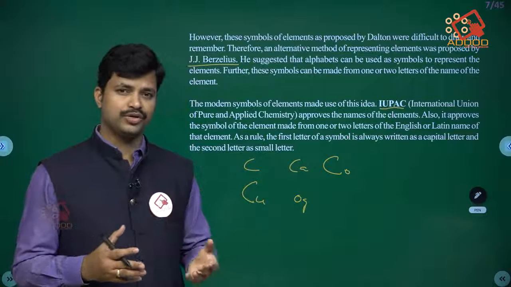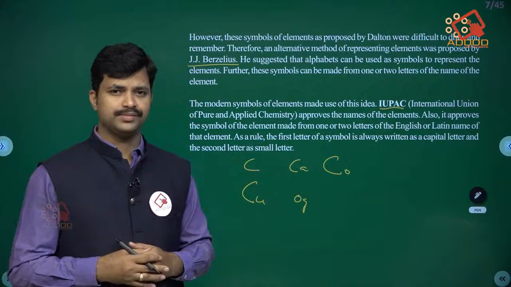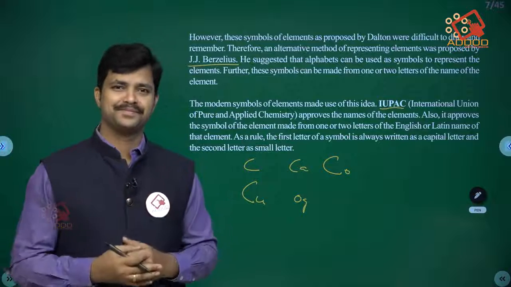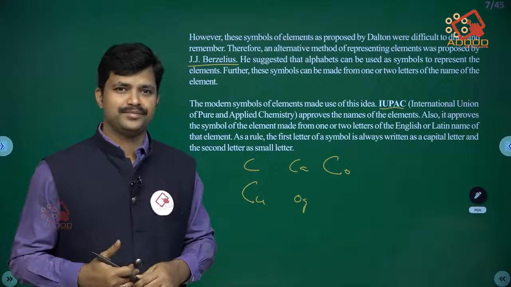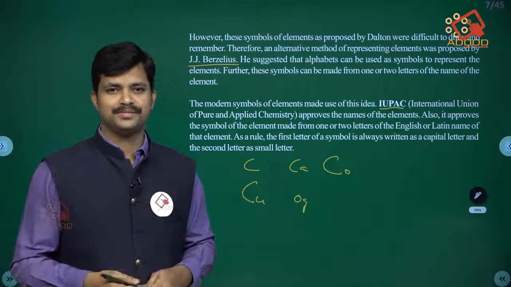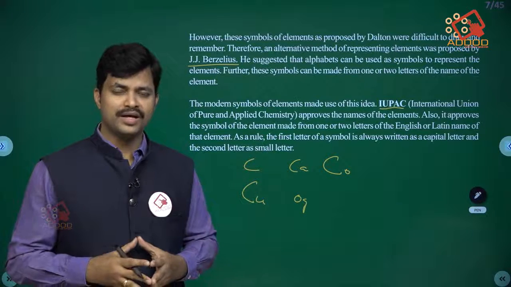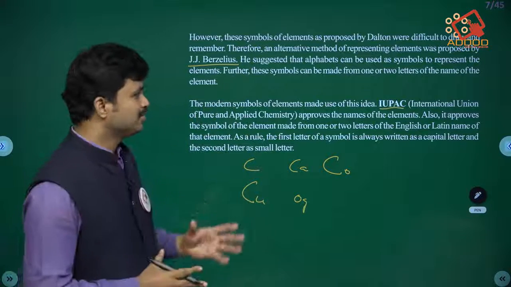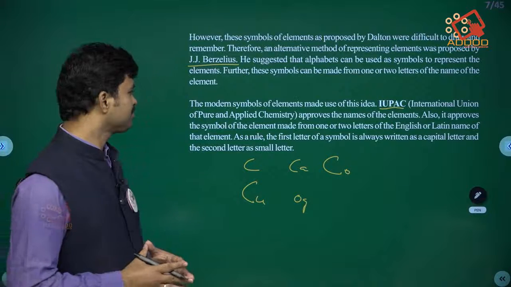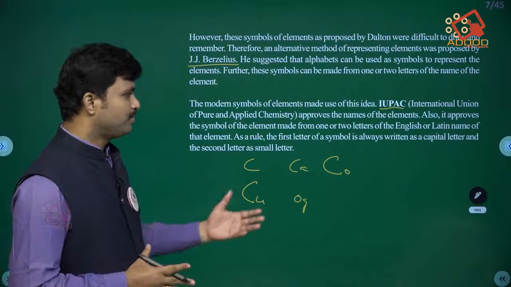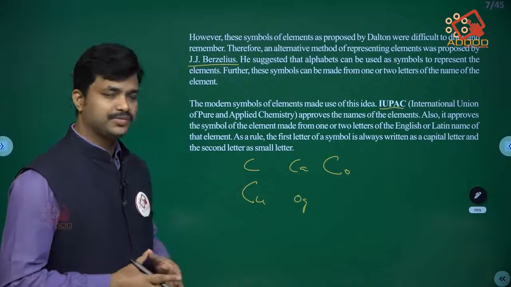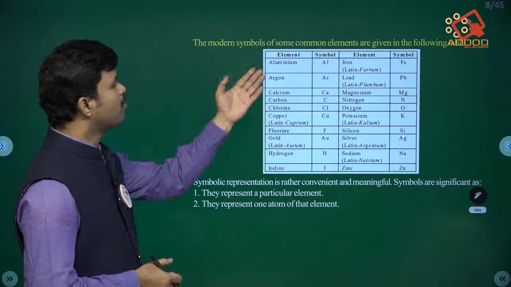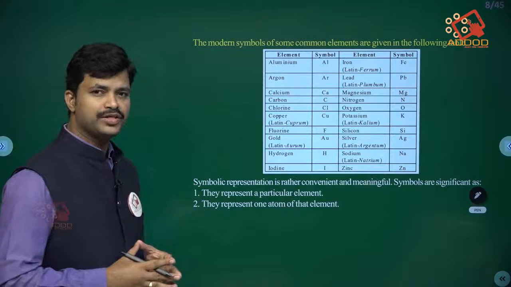Pure and applied chemistry. Right now we are learning pure sciences. Applied sciences, when you become a graduate, we will apply chemical engineering or something else, to prepare some materials for mankind, right? You will prepare some devices. That is applied chemistry. Okay, let us see a few elements now. See the symbols of these elements. The modern symbols of some common elements are given in the following table.